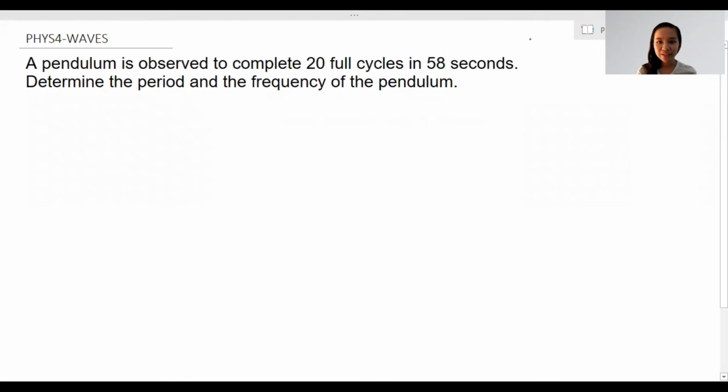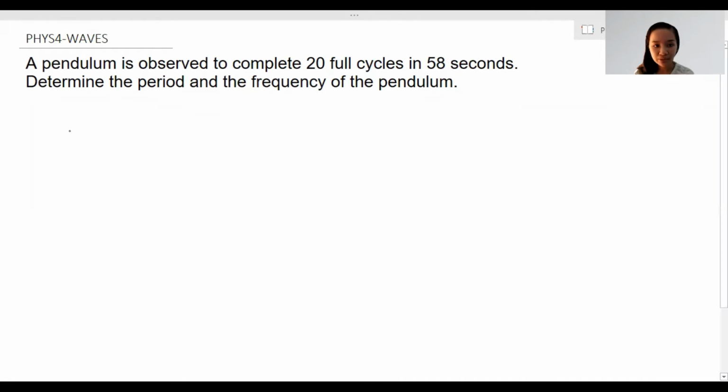Hi everyone, so today I will be presenting different examples on word problems that involve wave properties. For the first example, a pendulum is observed to complete 20 full cycles in 58 seconds. Determine the period and the frequency of the pendulum.